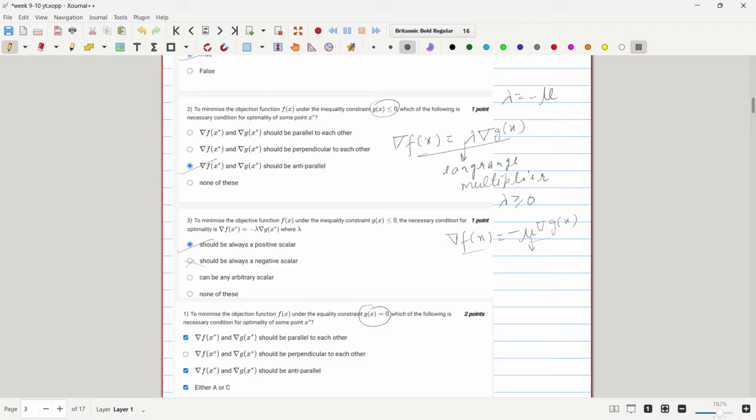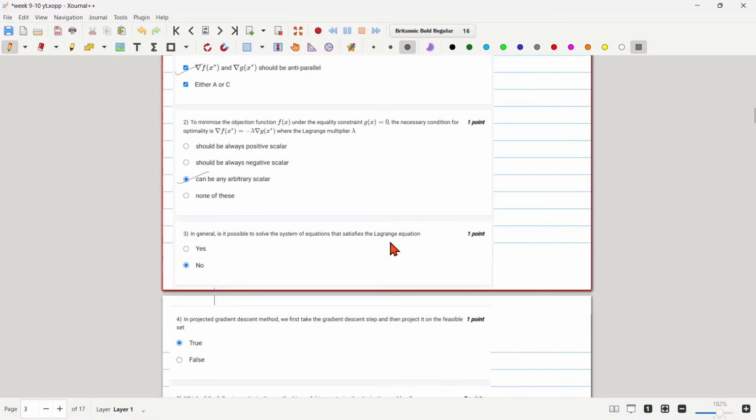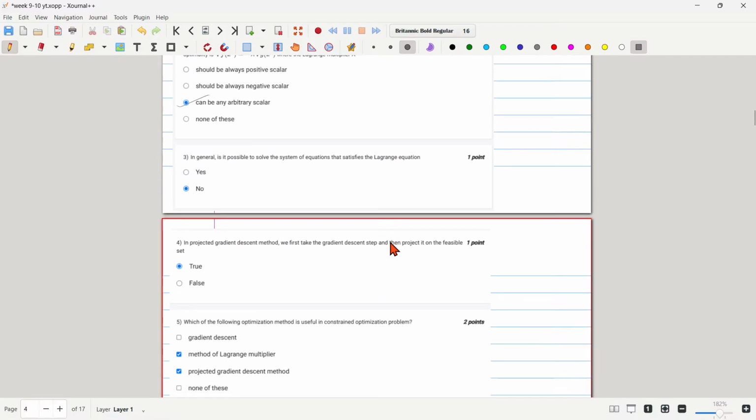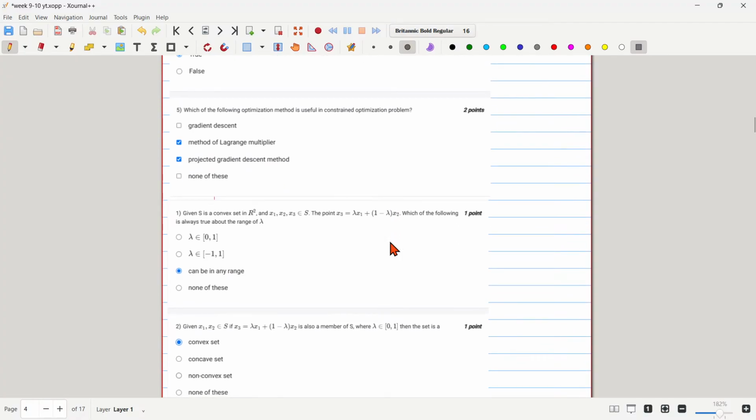Now when g(x) is equal to 0, they can be parallel to each other and they can be anti-parallel to each other, and lambda can be any arbitrary scalar. I hope it is clear. Now these are such theoretical questions.